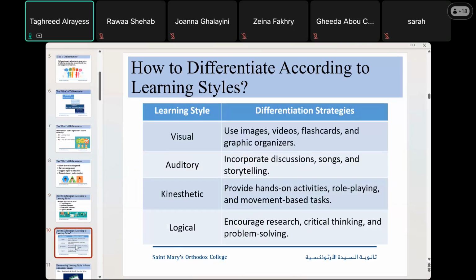When we're talking about the visual style, these learners learn best when information is presented to them through images, videos, flashcards, graphic organizers, color-coded notes, and many other ways. Auditory learners thrive through sounds. They like to listen to storytelling, to rhyming notes, to songs, to get engaged in discussions, to follow verbal instructions.